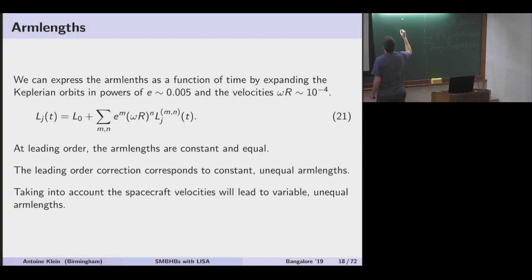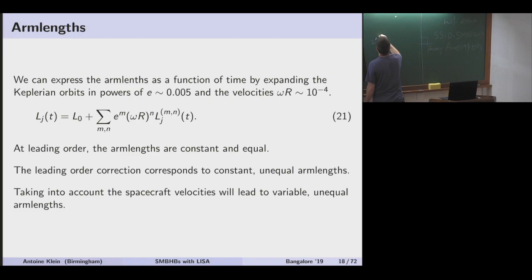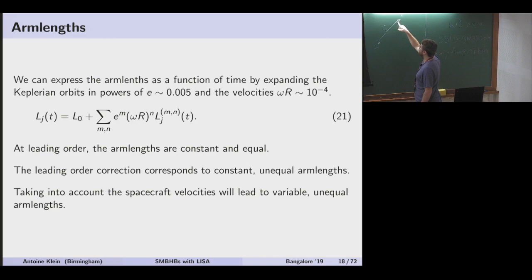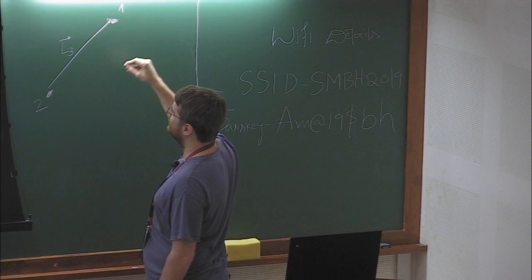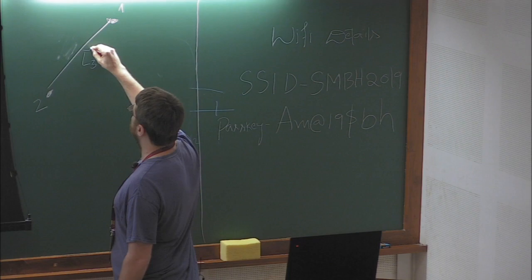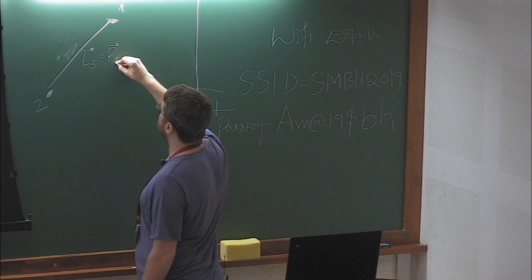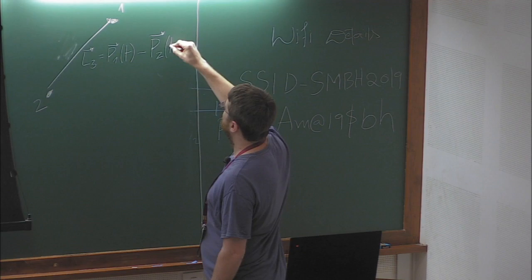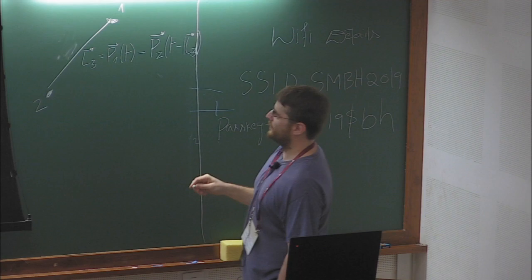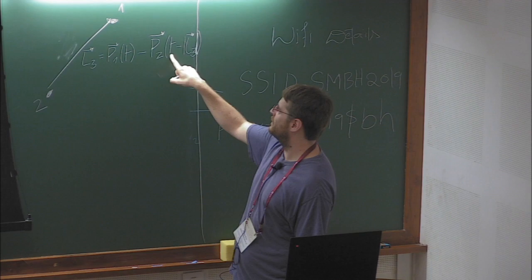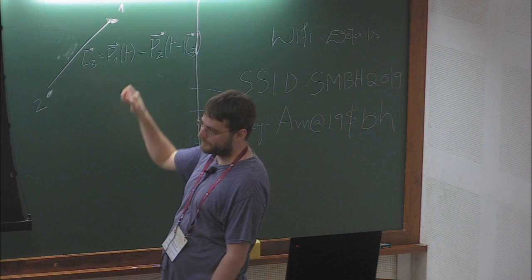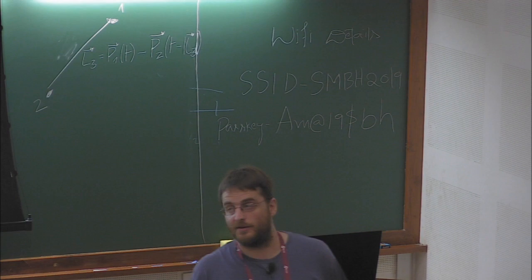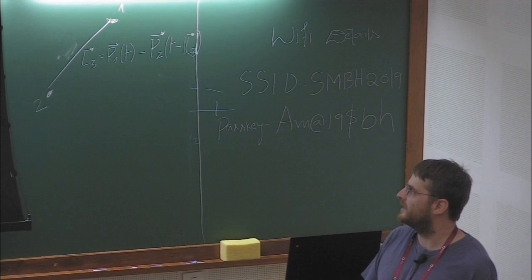So if you, for example, measure L3 here. So this is satellite number one. So L3 will be given by the position of satellite one at time t, where you measure your signal, minus the position of satellite two at the time where it was emitted, and it was emitted at time t minus the light travel time along the arm. So this is how you compute your arm length.